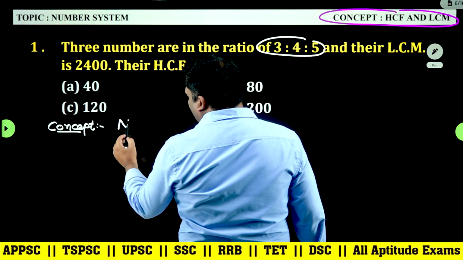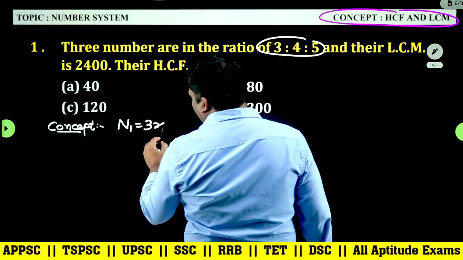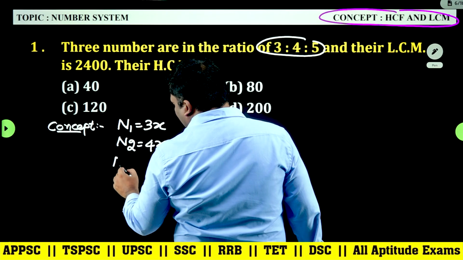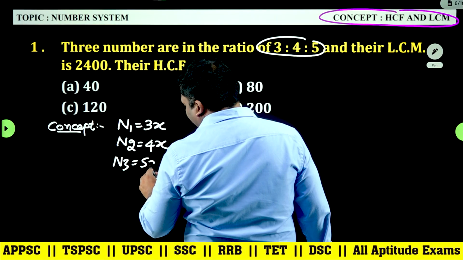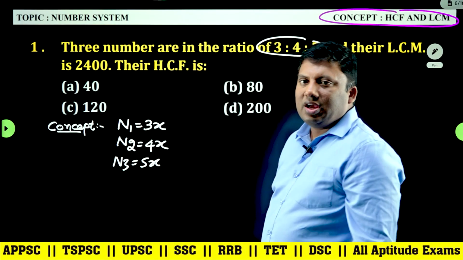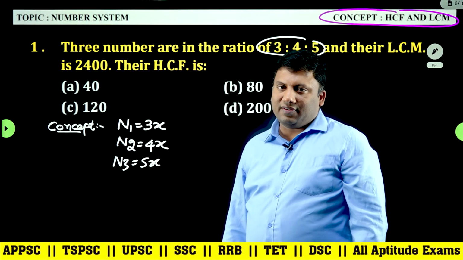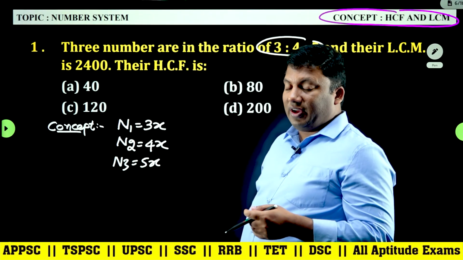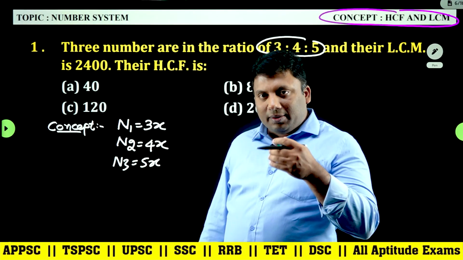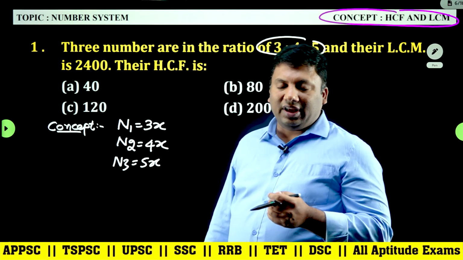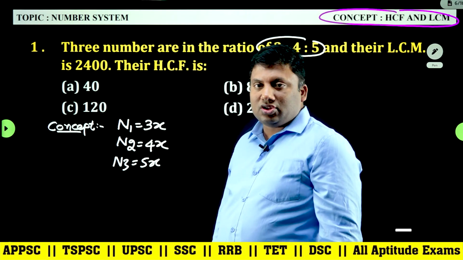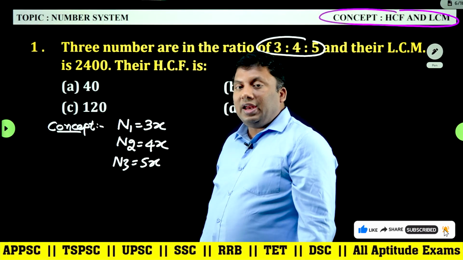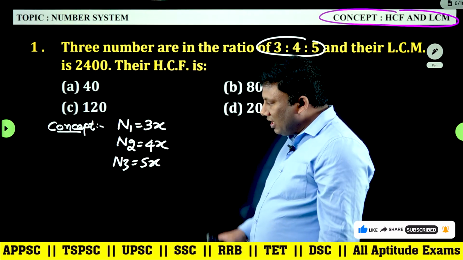So if I remove the ratio, I will get a variable. N1 is 3x, N2 is 4x, and N3 is 5x. Now I have removed the ratios. 3:4:5 means it can be 3, 4, 5, or 6, 8, 10, or 9, 12, 15. N1 can be any multiple of 3, so 3x. N2 can be any multiple of 4, so 4x. N3 can be any multiple of 5, which is 5x. These are the three numbers.